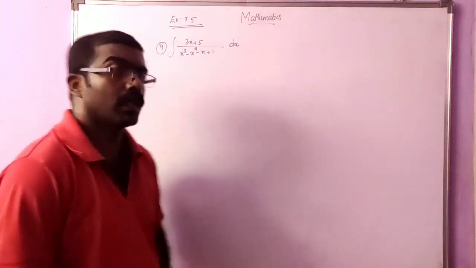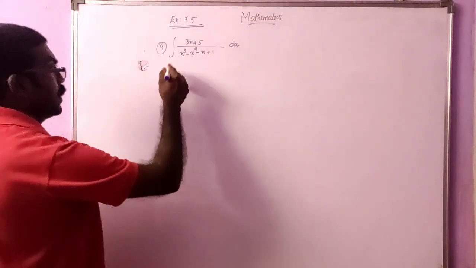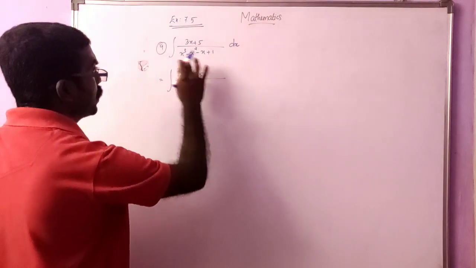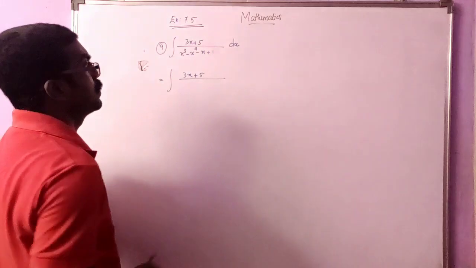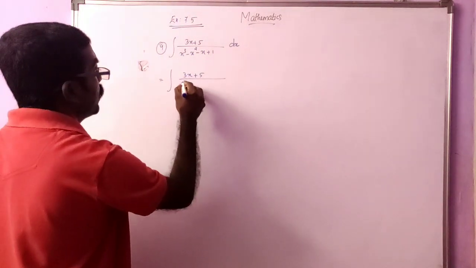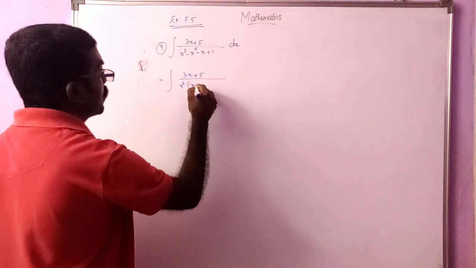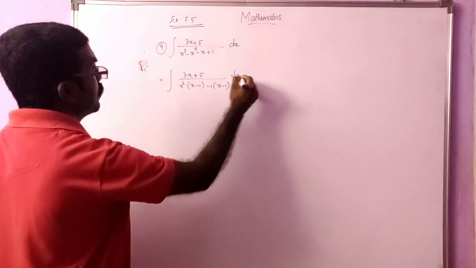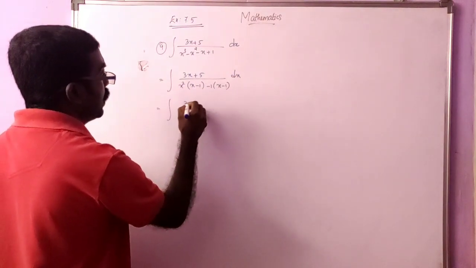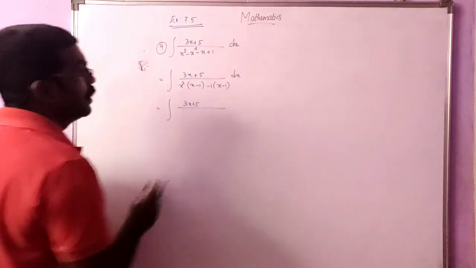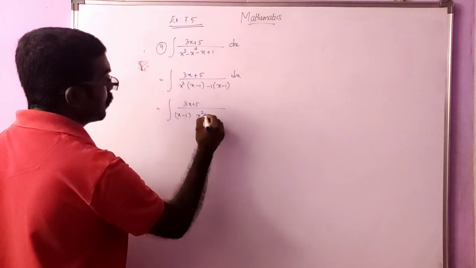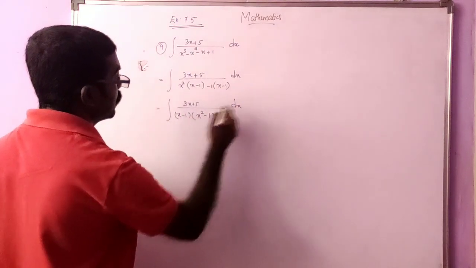Now we move on to question number 9. Integral (3x plus 5) divided by (x cube minus x square minus x plus 1). First of all, we can take one x square from the first two terms. x square into (x minus 1). Here minus 1 into (x minus 1). That is integral (3x plus 5) divided by. Now (x minus 1) is common. So (x minus 1) into (x square minus 1) dx.